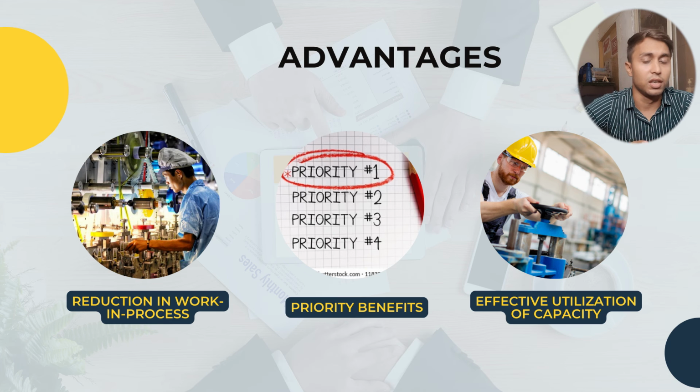The last but not the least is effective utilization of capacity. As I said, if you have the capacity to produce 1 lakh units per day, but you don't have raw material, you cannot utilize your capacity. So MRP can help you utilize your capacity. This was the last advantage of the MRP, and this was the last slide of the presentation as well.